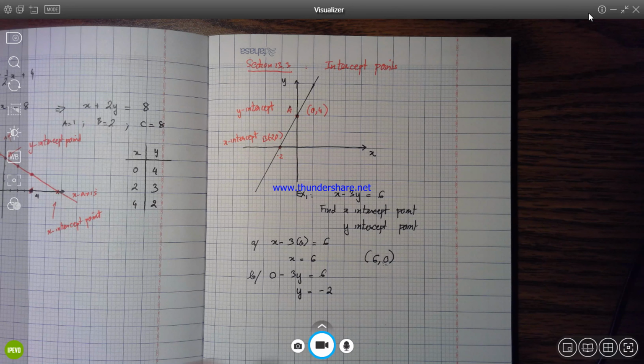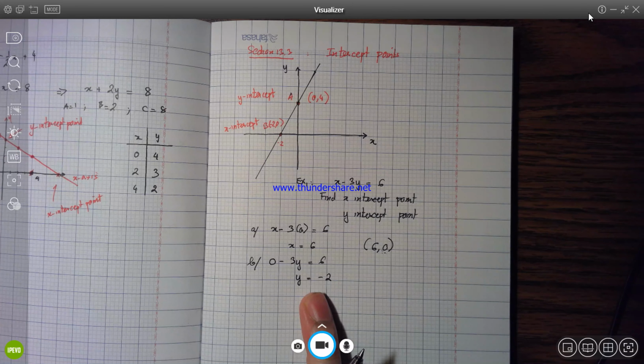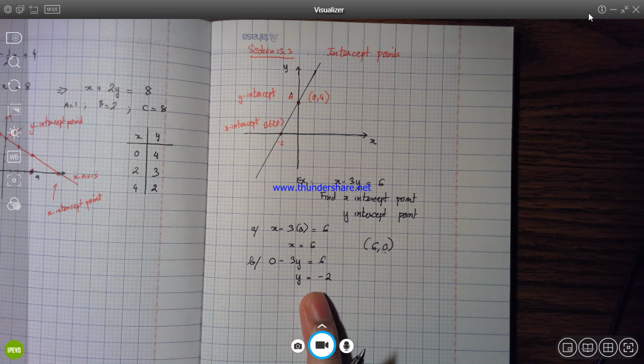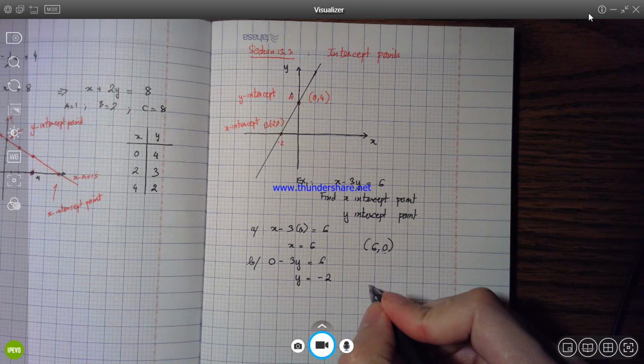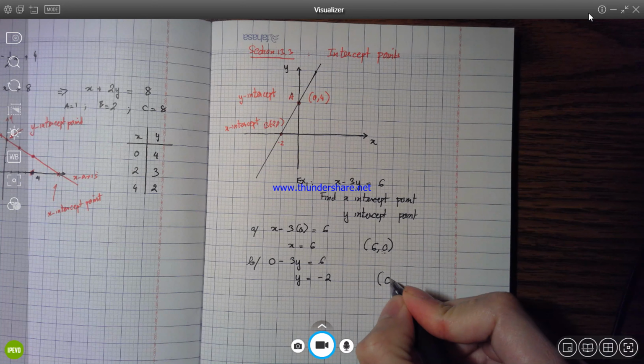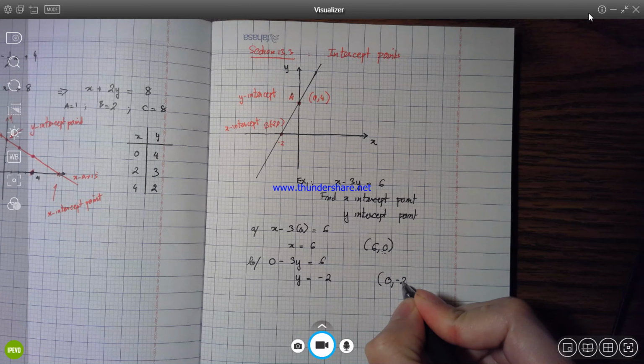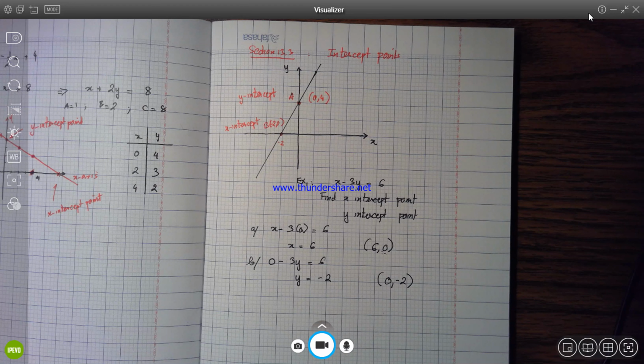Again, if you stop right over here, this is the y-intercept value, not the y-intercept point. In order to get the y-intercept point, you have to write an ordered pair, and the ordered pair will be (0, -2). So what do you notice?